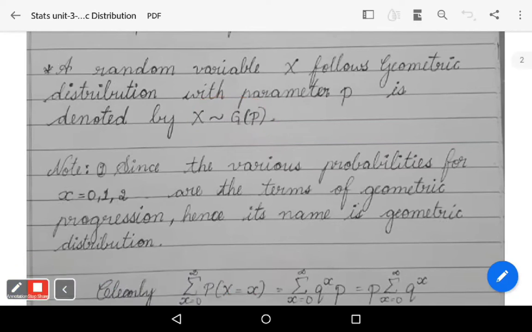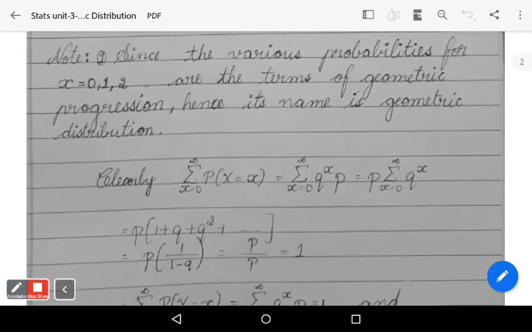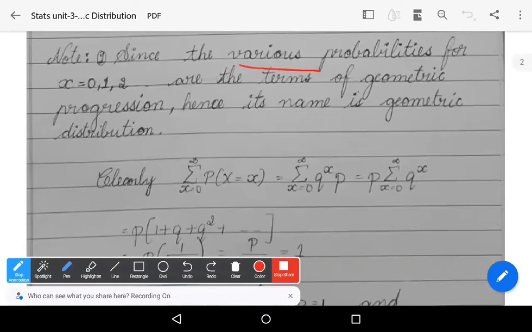Remember that. There is a note point. Observe that the various probabilities for X equal to 0, 1, 2, and so on are terms of a geometric progression. That's why its name is geometric distribution. The various probabilities for different values of X equal to 0, 1, 2, 3, and so on are nothing but the terms of a geometric progression. That's why this distribution is known as a geometric distribution.